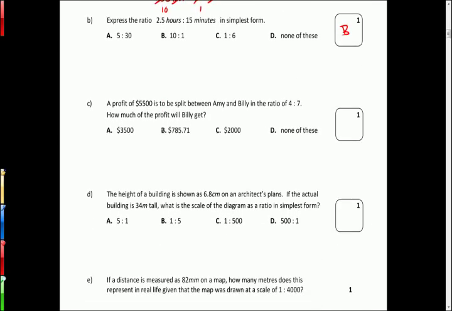Now, the next one, a profit of $5,500 is to be split between Amy and Billy in the ratio 4 to 7. So we've got Amy here, Billy here, 4 here, 7 here. We're splitting up $5,500. So in other words, we want to put 4 bits of it here and 7 bits of it here. So 4 plus 7, that's 11 bits, 11 parts. So if I want to split $5,500 up into 11 parts, 5,500 divided by 11 is 500. So that means it's $500 each part. So 4 lots of 500 goes to the left, that's $2,000. 7 lots of 500 goes to the right, that's $3,500.